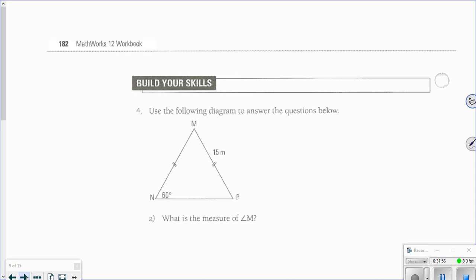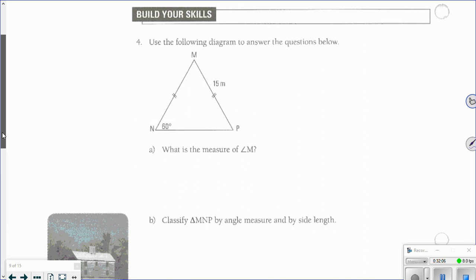Okay, this one says, use the following diagram to answer the questions below. What's the measure of angle M? Okay, we're not given a lot of information in this question. But I do see that this side and this side are equal lengths, which means if the right side is 15 meters, this other side is also 15 meters. This would be an isosceles triangle. Because it's an isosceles triangle, the angles at the bottom of the sides are equal as well.